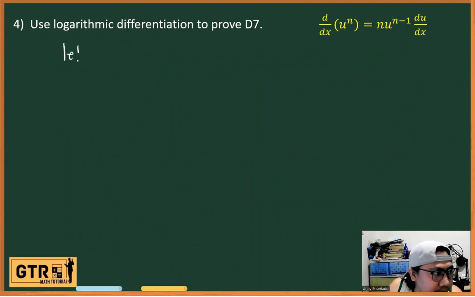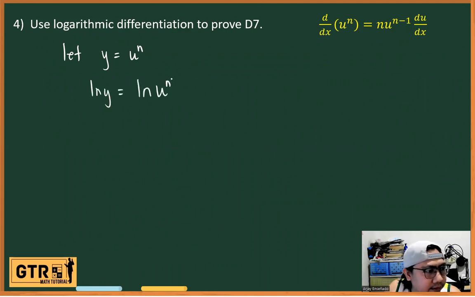So we let y equals u to the n. So get the ln of both sides. So we have ln y equals ln u to the n. Apply the property of logarithm. So ayan, put the exponent here. So we have ln y equals n times ln u.